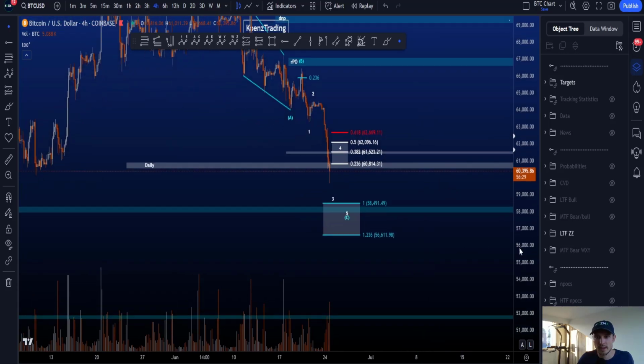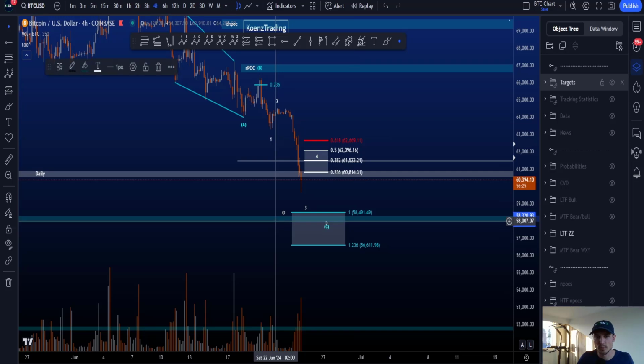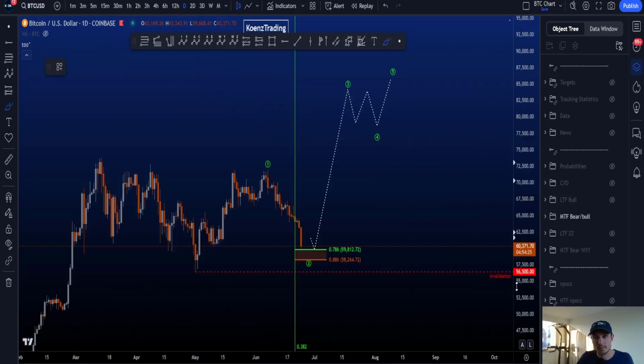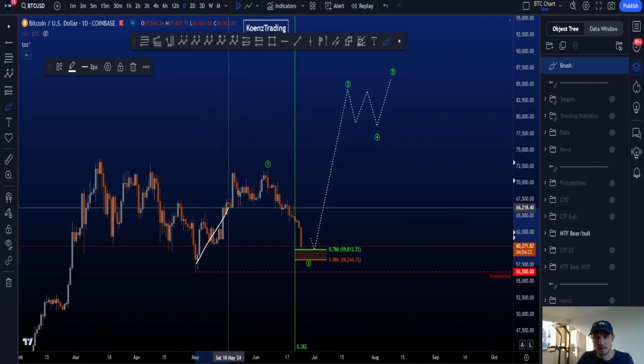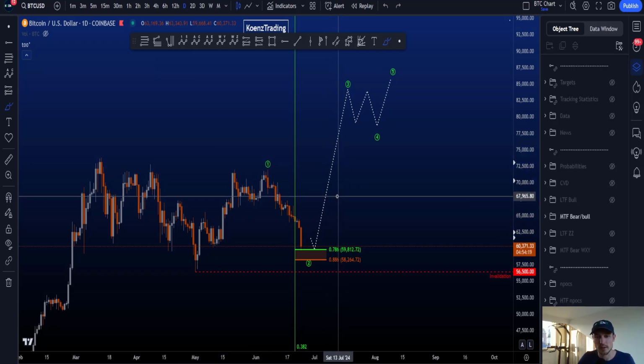Also, inside the target area here for your wave C, we have some additional support, the blue box between 57.9k and 58.3k. The bullish scenario is that your low is in and we're looking for a wave 1, 2 and then a continuation to the upside in a wave 3.